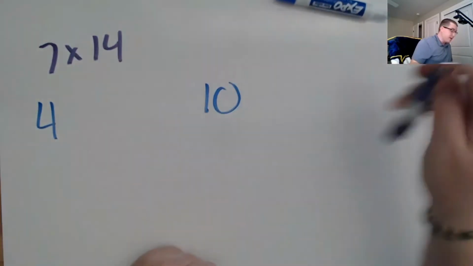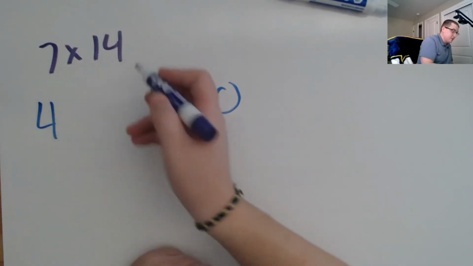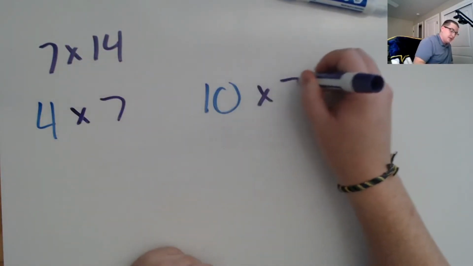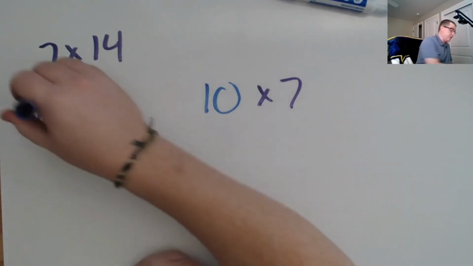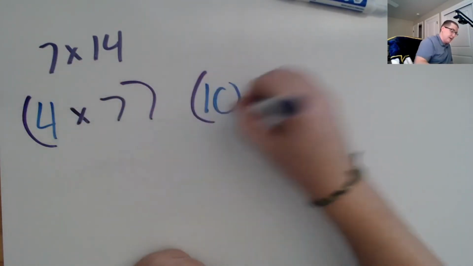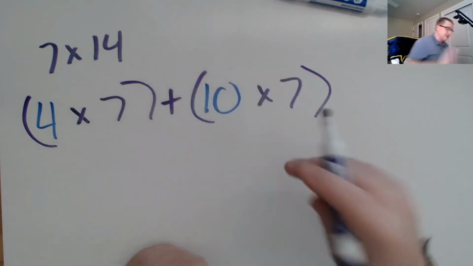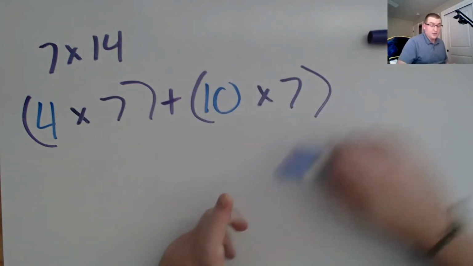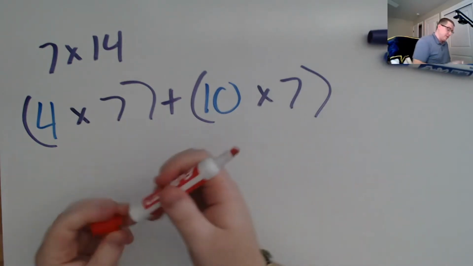Okay? Now we're going to go back to that 7, and because 7 is multiplying into 14, we're going to do times 7 and times 7. So both of them are multiplied by 7. Add some parentheses, an addition sign, and you've created an equation in expanded form.